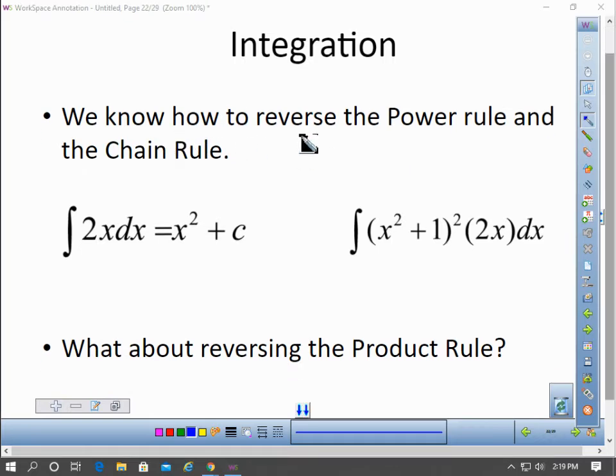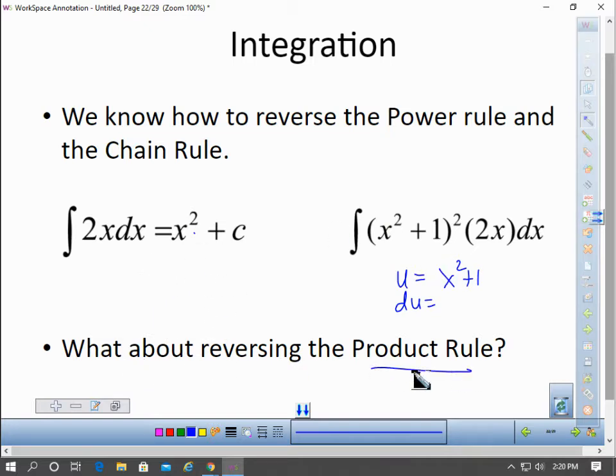We know how to reverse the power rule and the chain rule. And we reverse the chain rule by doing a u substitution. So we know how to reverse power rule: raise the power and then divide by the new power to get x squared. And over here, we know how to reverse this by doing a u substitution, letting u be x squared plus 1, and then doing the du and the trade out. So we know how to do those, okay? Reverse power rule and how to reverse chain rule.